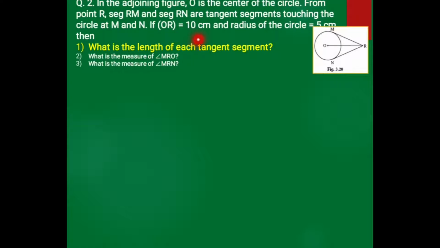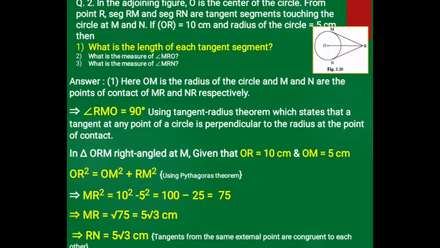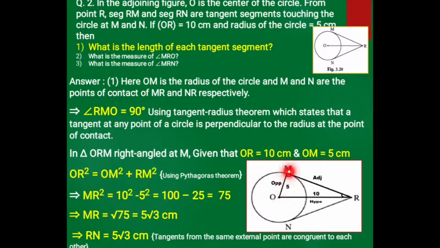If OR equals 10 centimeter, so if the distance of point R from center O is 10 centimeter, and the radius of the circle equals 5 centimeter, then number 1, what is the length of each tangent segment? So we have to find the length of the tangent segments MR and NR. First we join the points M and N with center O.